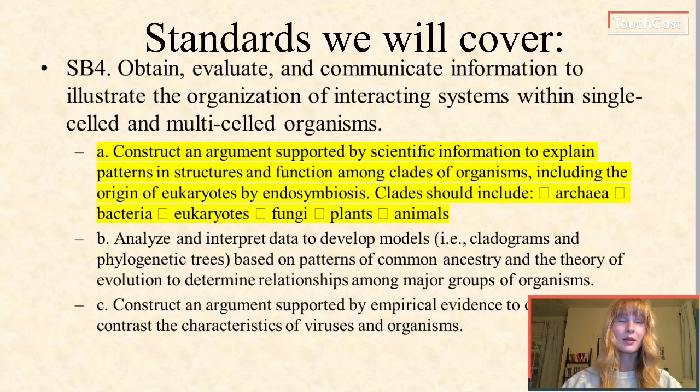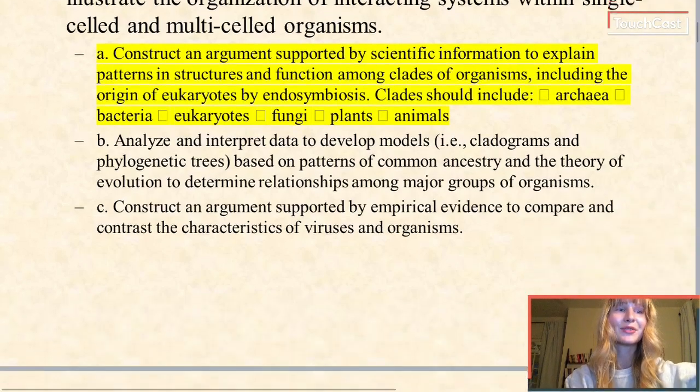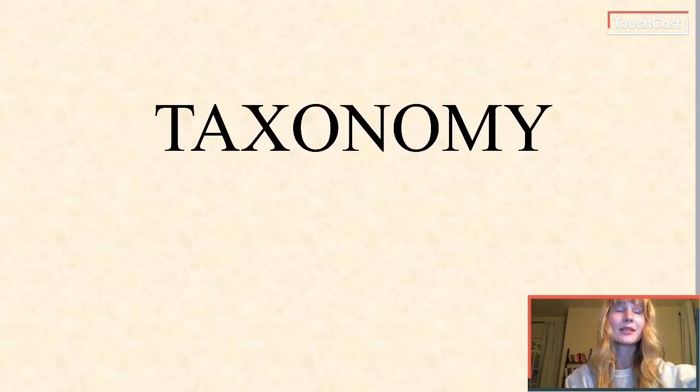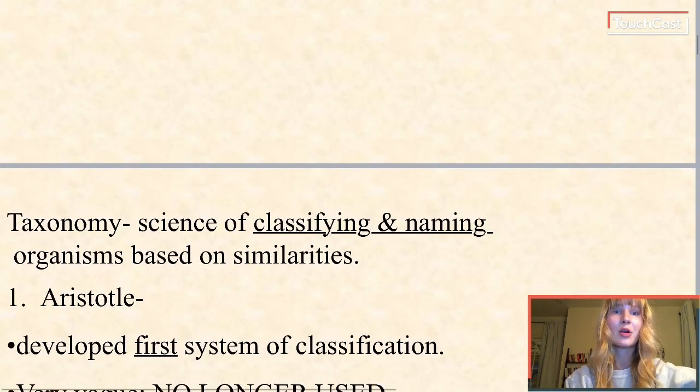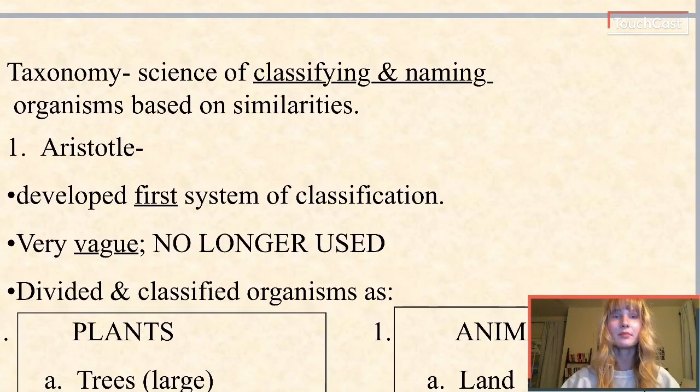This week we are only going to focus on A: construct an argument supported by scientific information to explain patterns in structures and functions among clades of organisms, including the origin of eukaryotes by endosymbiosis. It's a mouthful. Hopefully it'll make more sense after we go through this PowerPoint. So taxonomy, again, this is our unit, also known as classification. Let's go ahead and get started here.